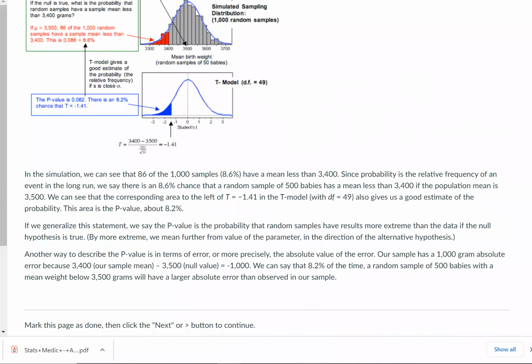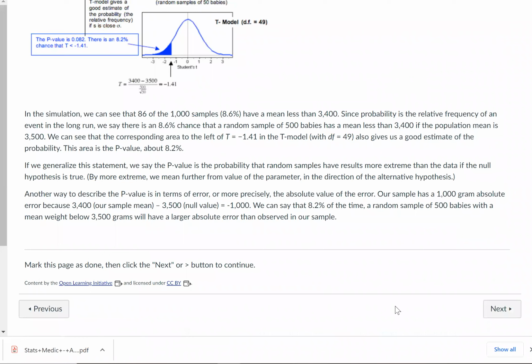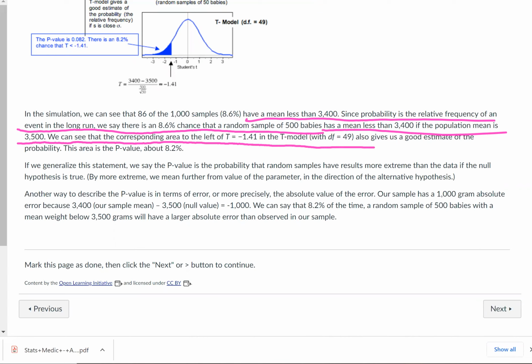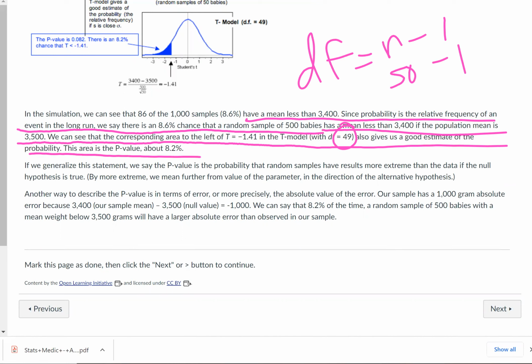In the simulation, we can see that 86 of the 1,000 samples, 8.6%, have a mean less than 3,400. Since probability is the relative frequency of an event in the long run, we say there is an 8.6% chance that a random sample of 50 babies has a mean less than 3,400 if the population mean is 3,500. We see that the corresponding area to the left of t equals negative 1.41 in the t model, with degrees of freedom equal to n minus 1, which is 50 minus 1, or 49, also gives us a good estimate of the probability. This area is the p-value, which is about 8.2%.